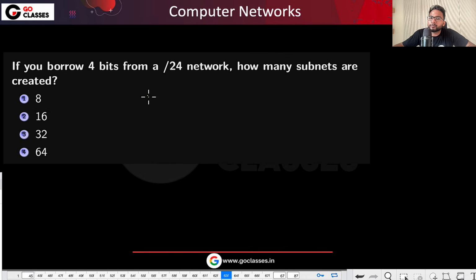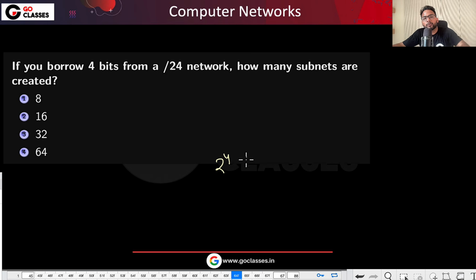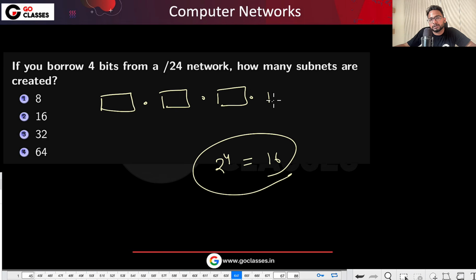If you borrow 4 bits from a /24 network, how many subnets do you create? See, if you are borrowing 4 bits, then 2 power 4, which is 16, right? If you are borrowing 4 bits, /24 means, let's suppose these are the 4 octets, 1, 2, 3, and 4.